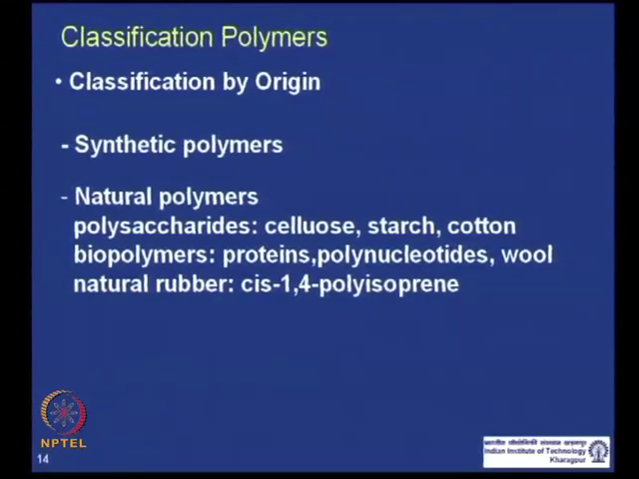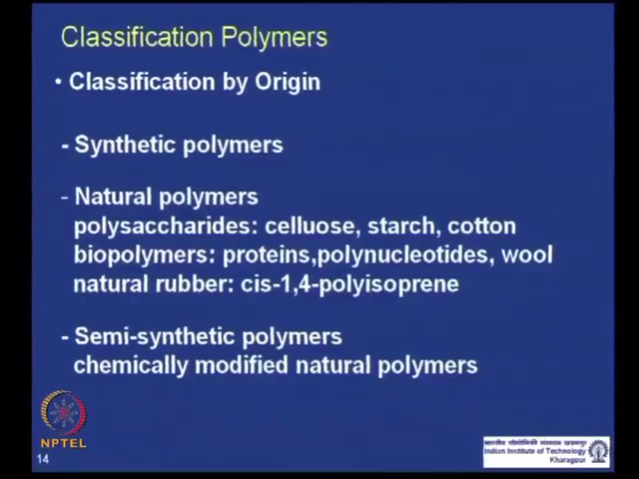In some cases we take these natural polymers and modify them synthetically for particular reasons, for specific applications. In those cases, we can term those polymers as semi-synthetic or semi-natural. So, a third category could be semi-synthetic polymers, which are chemically modified natural polymers.